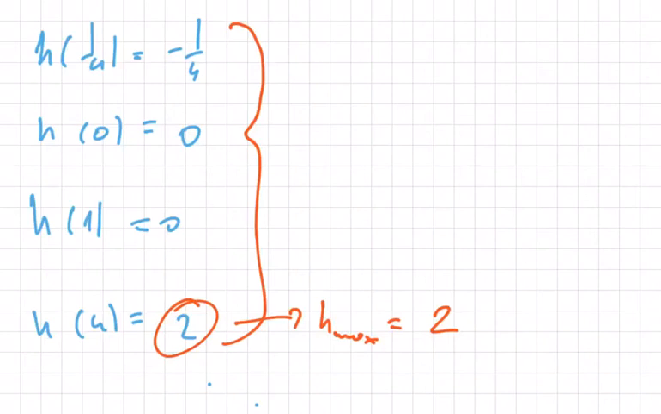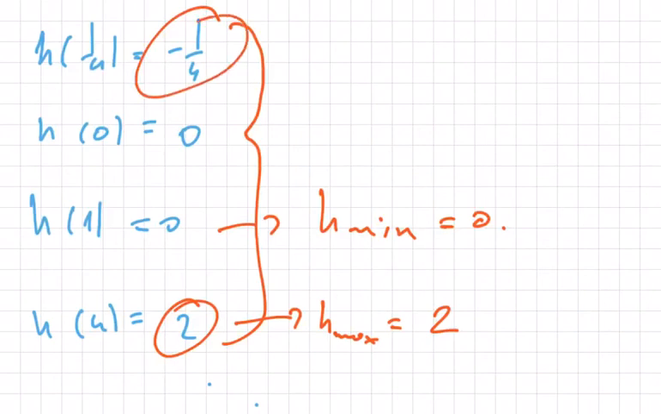The smallest, of course, is 0. Why not negative 1 over 4? Why not this? Because negative 1 over 4 is less than 0. If you want to find out why the minimum of h is 0, why it is not negative 1 over 4?